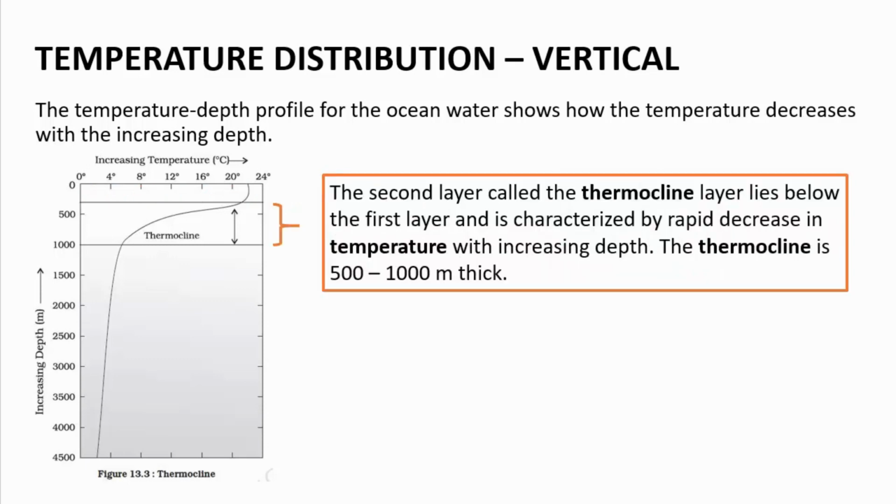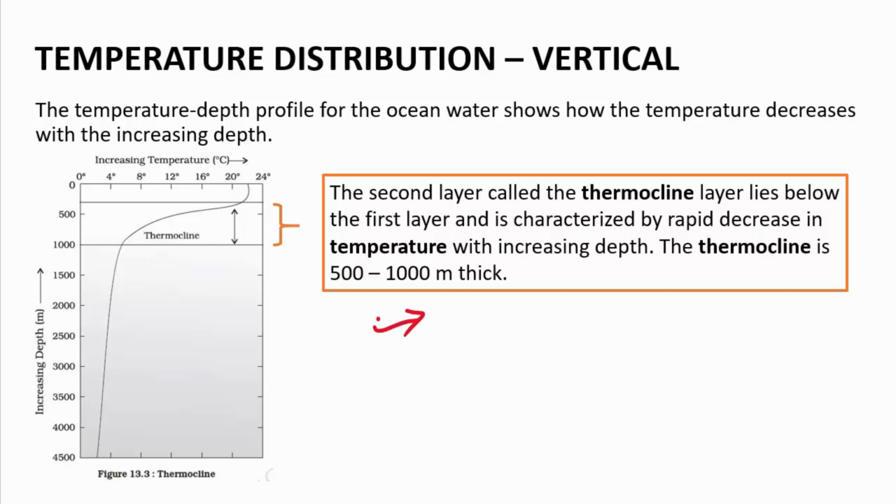The next layer is the thermocline layer. This is called the second layer, which comes just after the first layer. Its depth is around 500 to 1000 meter, pardon me. It could be as thick as 500 to 1000 meter, and this region is called the thermocline.